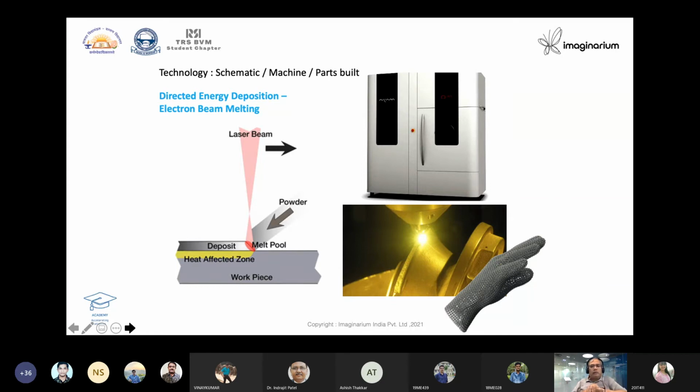And somebody thought, why don't we do it? In fact, in IIT Bombay, Professor K.P. Karunakaran did the exact same thing. He took a welding machine, put it on a CNC 5-axis machine, and he was able to make a lot of things. But he did not find a company and go forward because of his academic constraints. He could not do that.